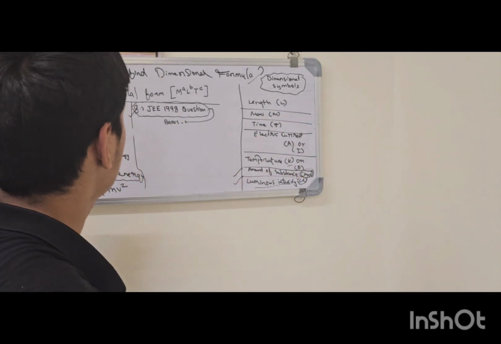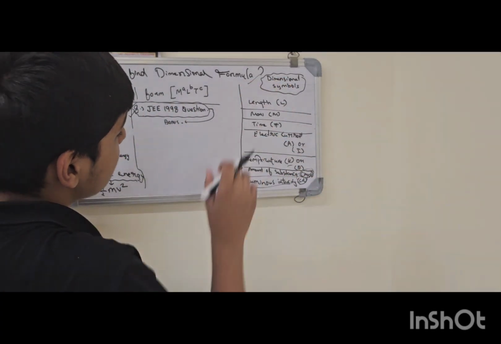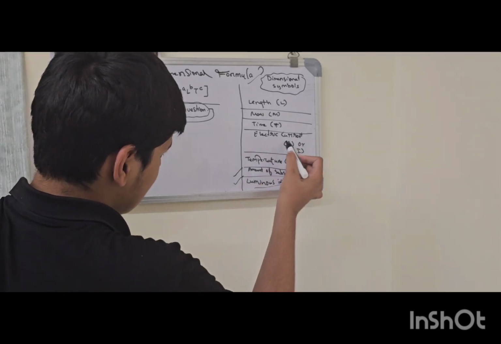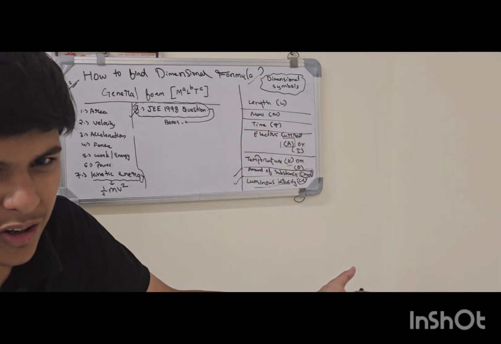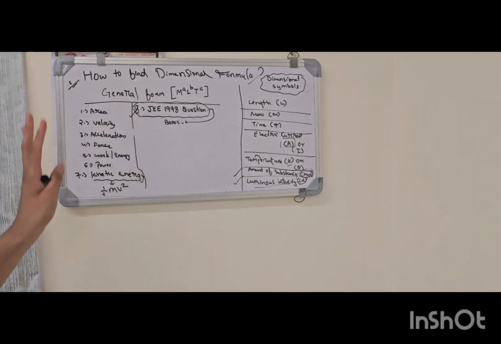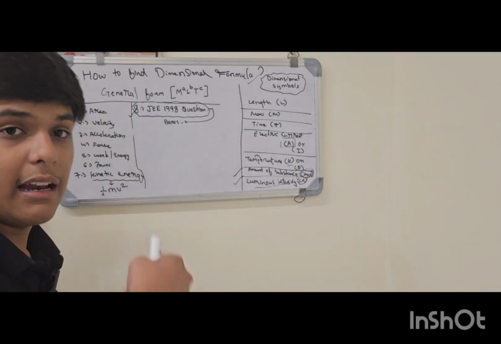To find the dimensional formula we need to know the dimensional symbol. For electric current, the ampere, which you have learned in class 10, it can be represented by A or I. This is only the first part. In the second video we will be learning more, such as electric charge and many others.